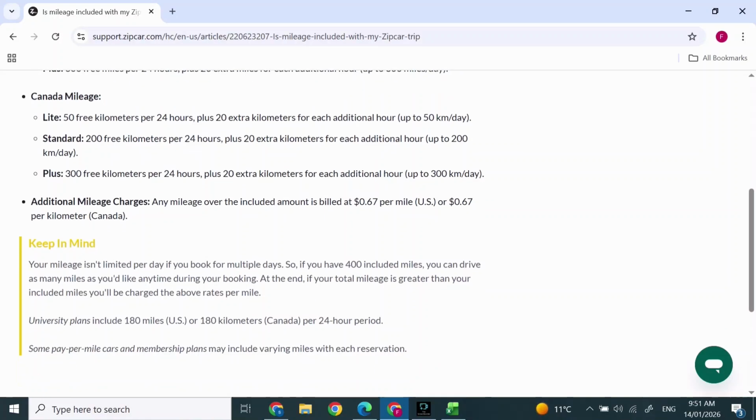And for additional mileage charges, any mileage over the included amount is billed at 0.67 per mile in the US or 0.67 per kilometer in Canada. And this is all. And this is how to check Zipcar mileage included for your plan.